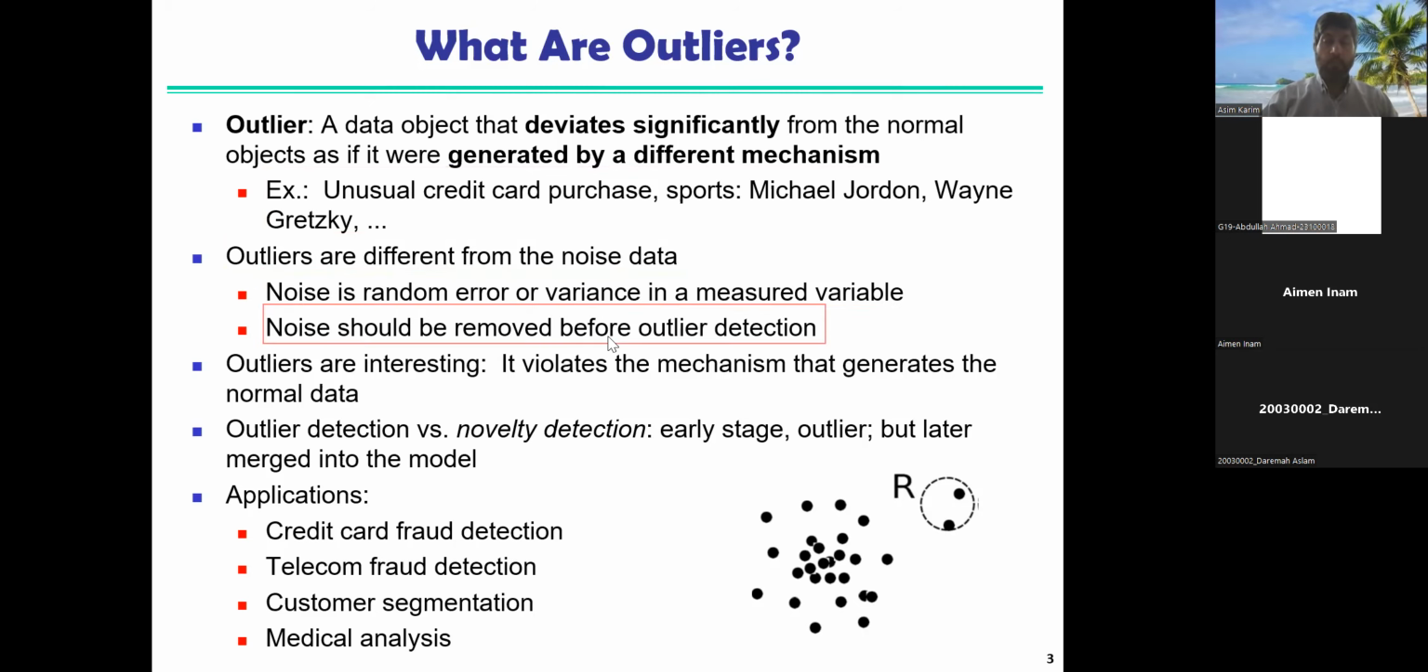So if possible, we should remove noise before doing outlier detection. But as I said, sometimes it's not possible to distinguish between noise and outlier. If you have a model of noise, then you should remove noise before performing outlier detection.